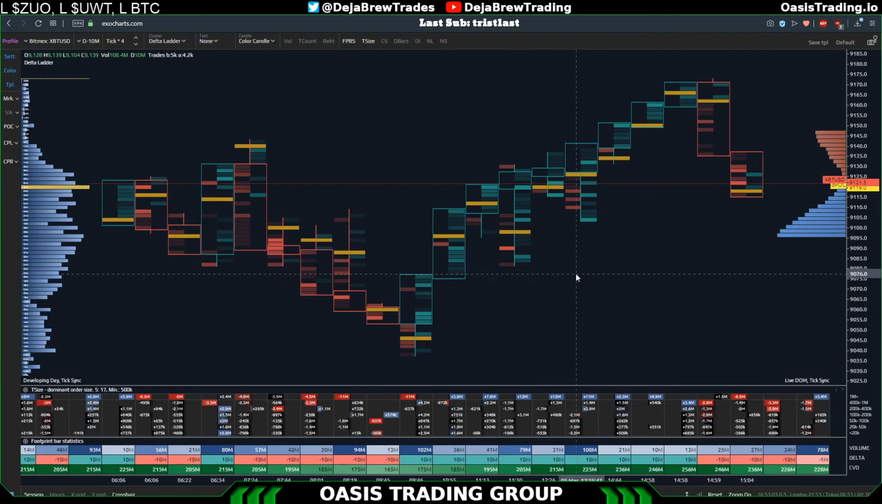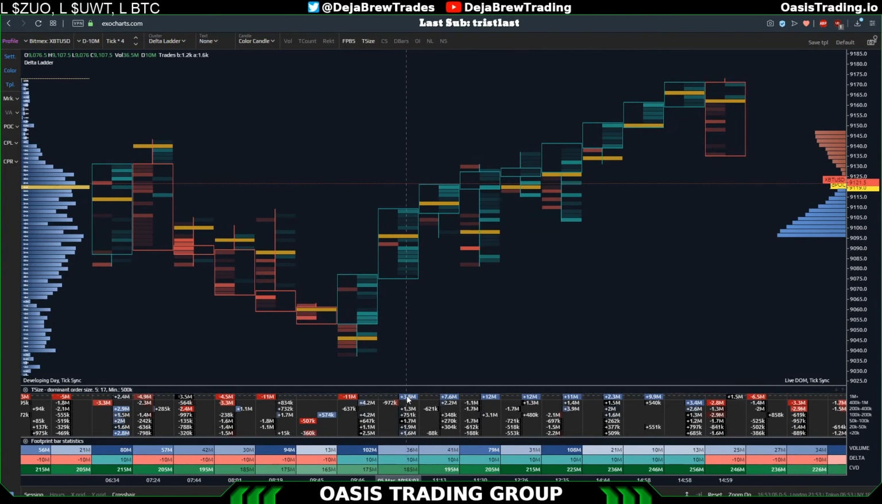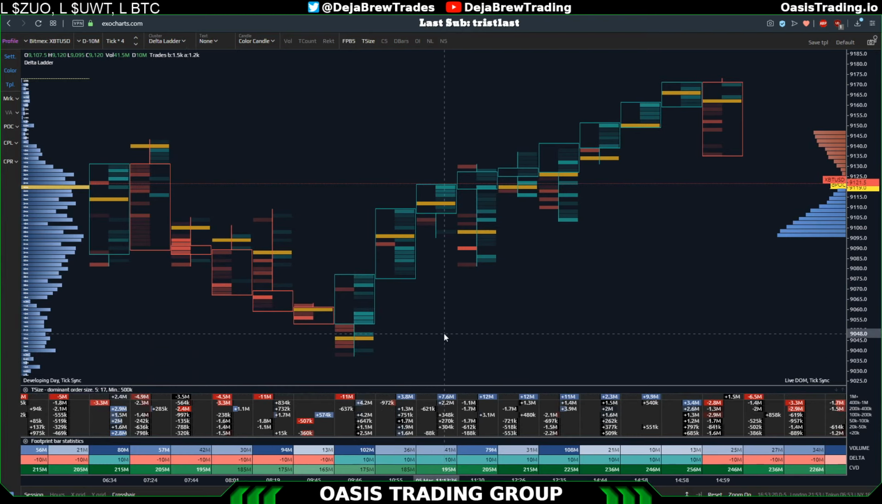So what this shows you is if it's blue, that means there's a buyer delta. That means for that order size, there are more buyers than there are sellers, okay? If it's red, then that's a bearish delta. There are more sellers than there are buyers, okay?